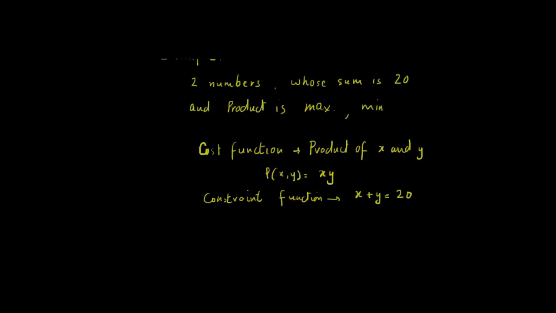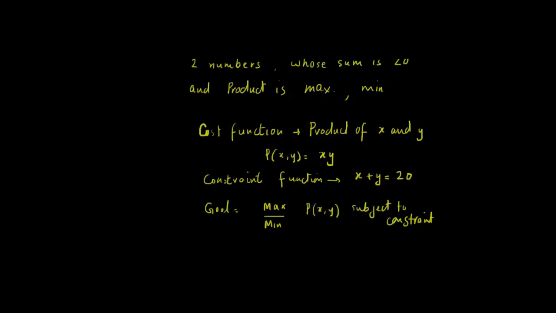In this case, our constraint given is that the sum of these two numbers is 20. That means the constraint function becomes x plus y is equal to 20. So our goal in this question is to maximize as well as minimize this cost function. It's a function of x and y subject to the constraint. When I say it's a function of x and y, I mean it depends on both what x and y values are. So that's what we're going to look at.